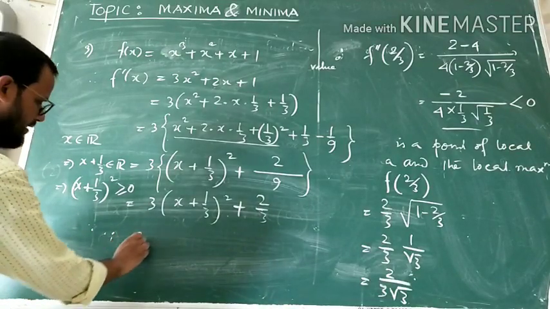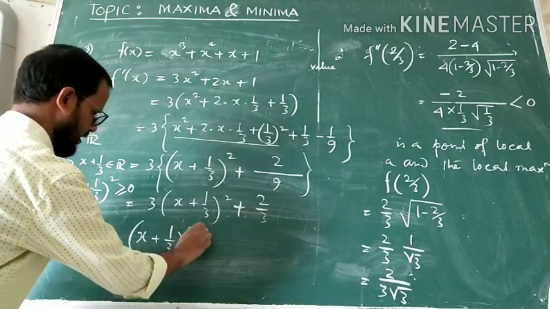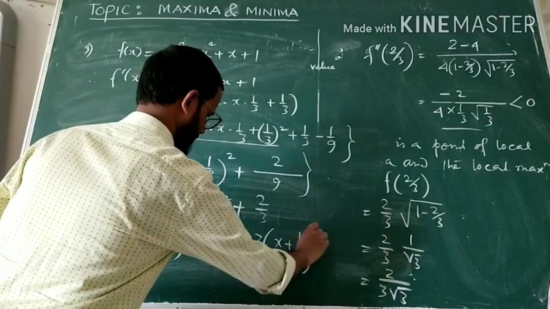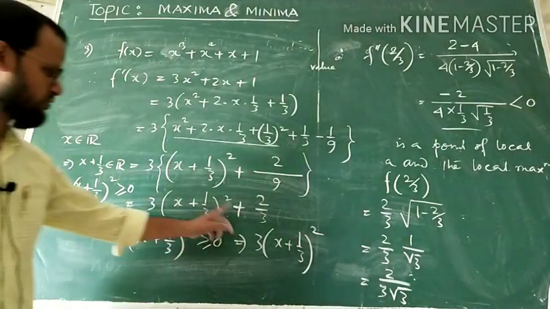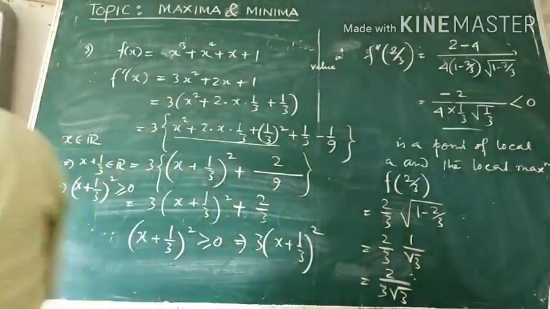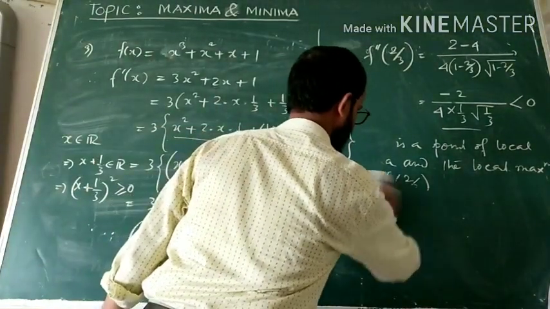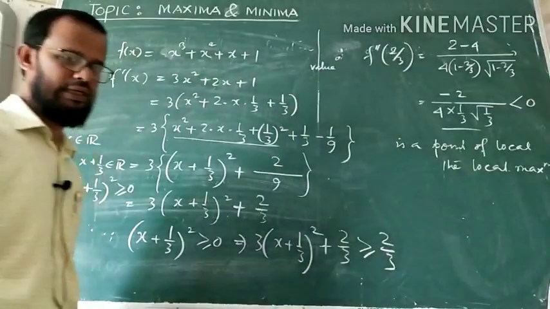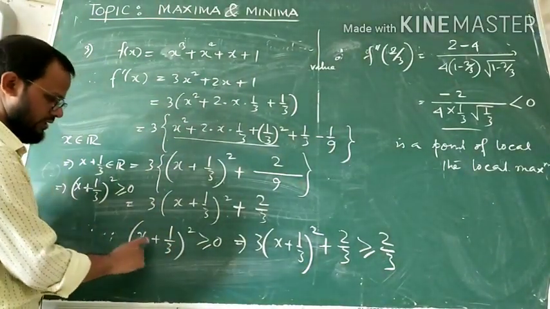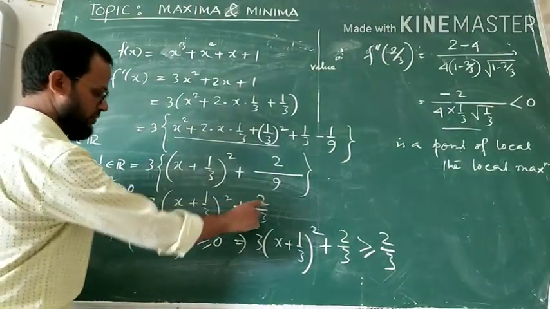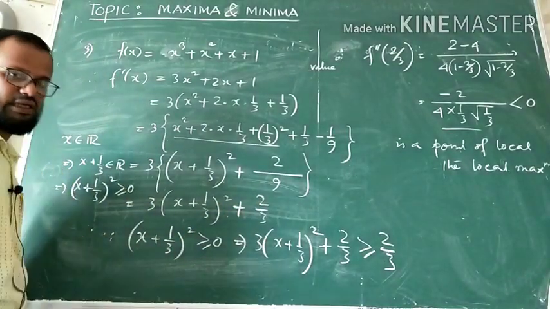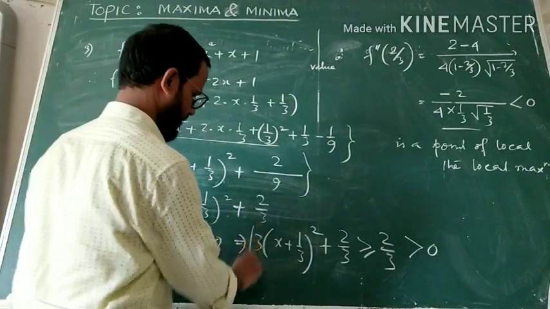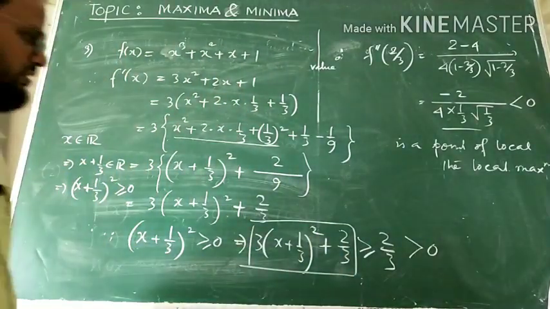So you write: since x plus 1 by 3 whole square is greater than or equal to 0, it implies 3 into x plus 1 by 3 whole square is also greater than or equal to 0. If you add 2/3, what will we get? It is greater than or equal to 2/3, right? Since 3 into x plus 1 by 3 whole square is greater than or equal to 0, if you add 2/3 on both sides, we get this, which is positive. So finally, this particular quantity is greater than 0.